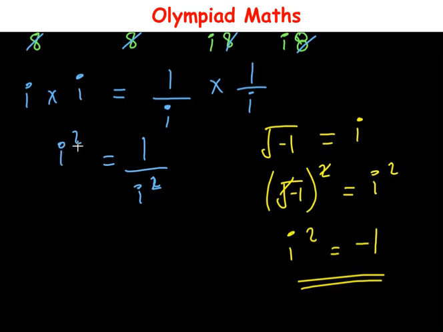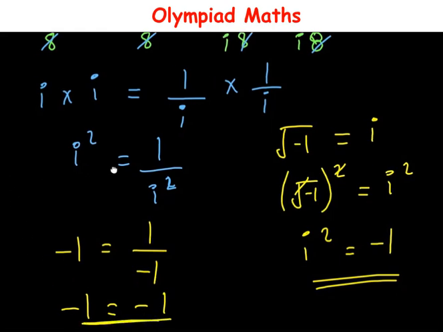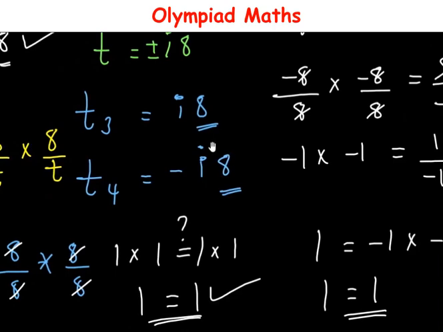So that means that the value of i squared is equal to minus 1. So right here, i squared is minus 1, equals 1 over i squared, which is 1 over minus 1, so minus 1. Now we have minus 1 equals 1 over minus 1, which is minus 1. Now looking at this, since they are equal to each other, this means that the third solution for the value of T, which equals i times 8, is also the correct solution.